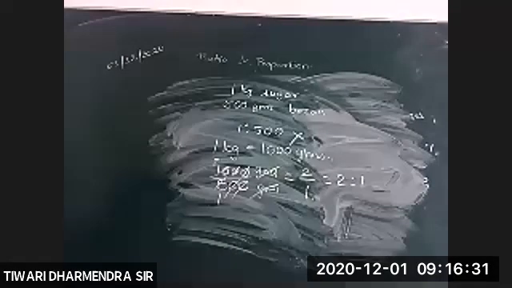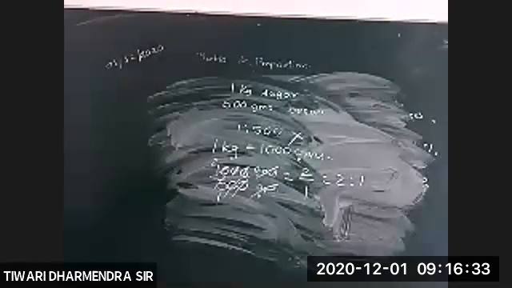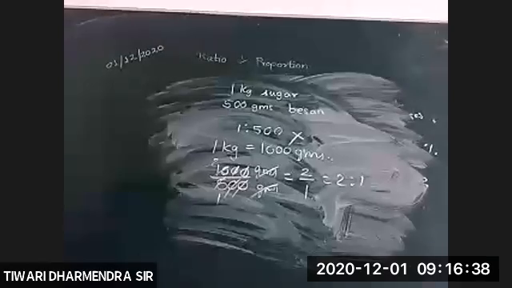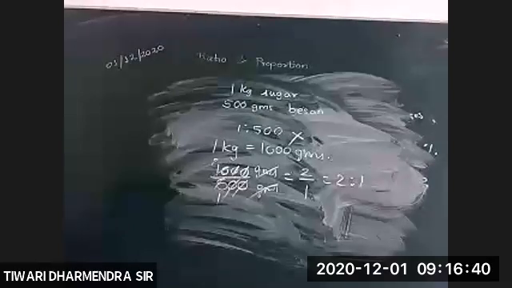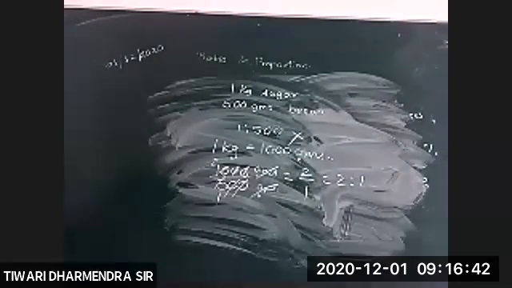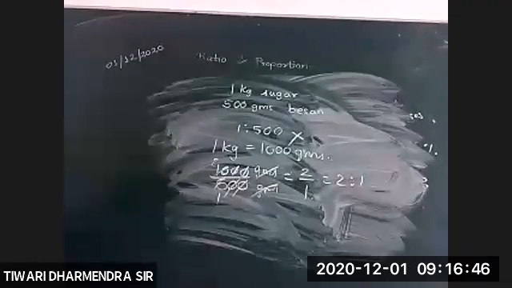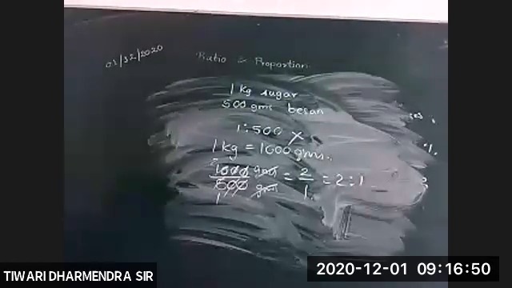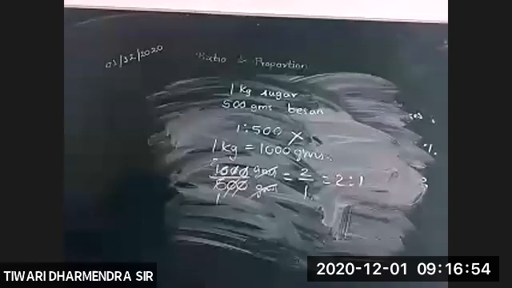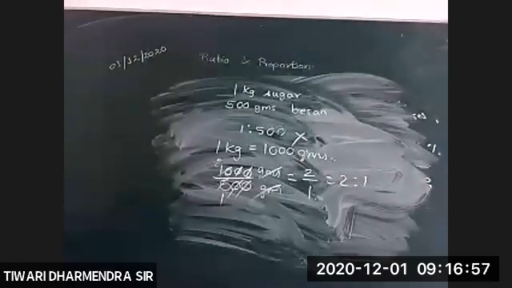This is correct. If we ask the ratio of besan to sugar, then it will be half, as we have asked sugar to besan. So ratio is 2:1. So from here we have understood that whenever we express entities in ratio form, they should have the same unit. Okay. Now we'll move further.